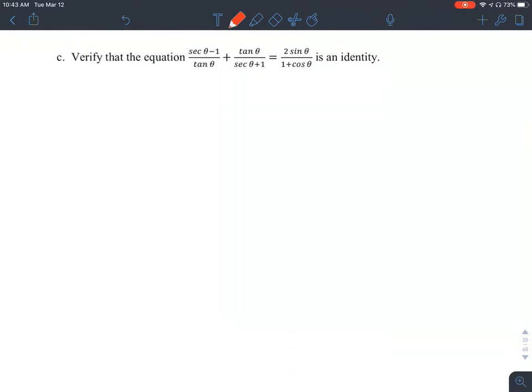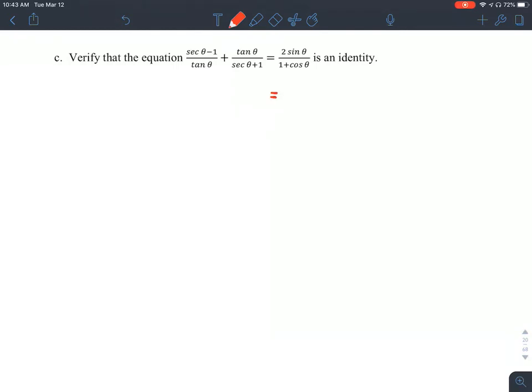Verify that this is an identity. The left and right sides have to be equal. When I do these problems, I like to start with the left. When I say left, I mean the more complicated side. This problem, it happens to be the left. Let's see, I'm going to choose to not get everything in terms of sine and cosine initially.